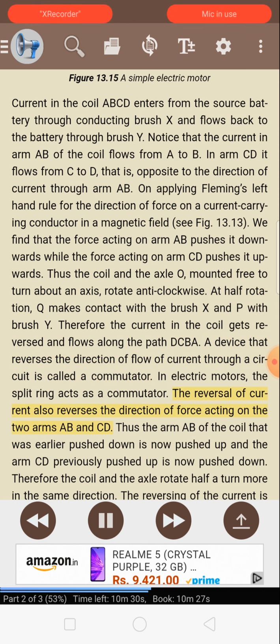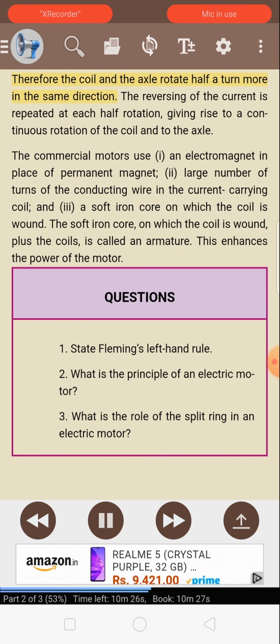The reversal of current also reverses the direction of force acting on the two arms AB and CD. Thus the arm AB of the coil that was earlier pushed down is now pushed up, and the arm CD previously pushed up is now pushed down. Therefore the coil and the axle rotate half a turn more in the same direction. The reversing of the current is repeated at each half rotation, giving rise to a continuous rotation of the coil and of the axle.